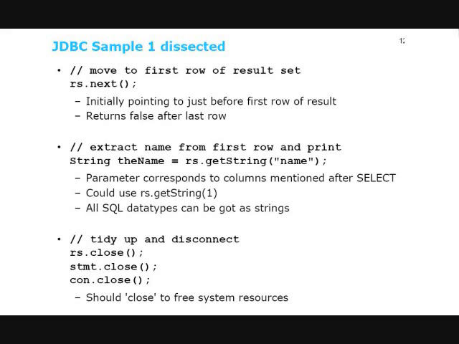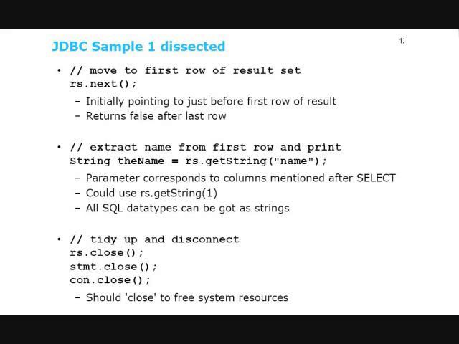Now the parameters that I have correspond to the columns mentioned after the select. So we could say rs.getString(1), meaning the first column that I mentioned in the select statement. And you can get any SQL type as a string, so you can use getString to get everything. It's not always the most adequate form. If I'm getting an integer, I might wish to use getInt. Although if I use getString, I will still get it, but I'll get it as a string, which might not be correct.